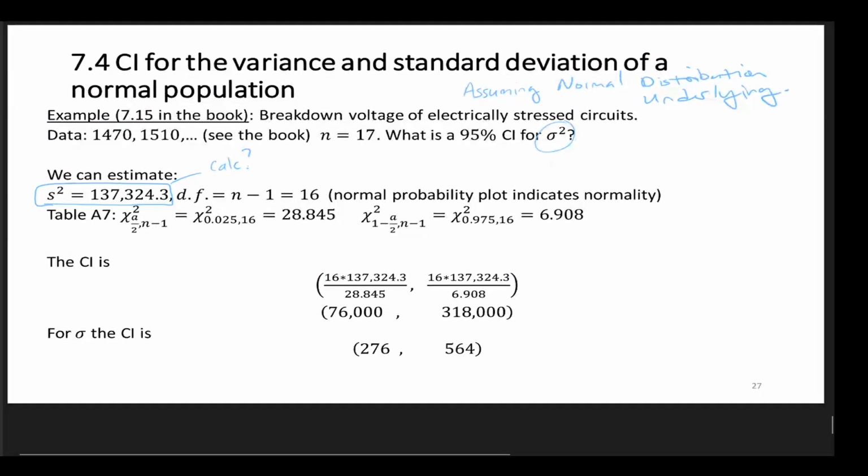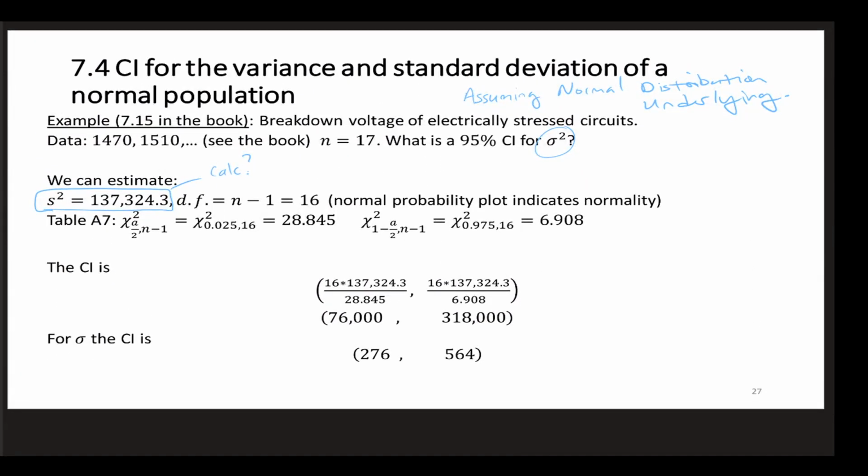Now, our degrees of freedom for this chi-square distribution is going to be the sample size minus 1. So n-1 is going to be 17 minus 1, which is 16. All right, so the thing we skipped over, unfortunately, is a normal probability plot. That normal probability plot indicates normality. So that means we can actually verify it's normal. But yeah, we're good to go.